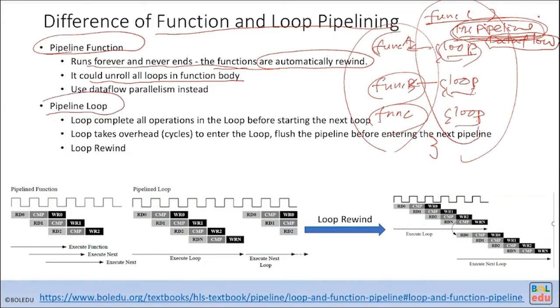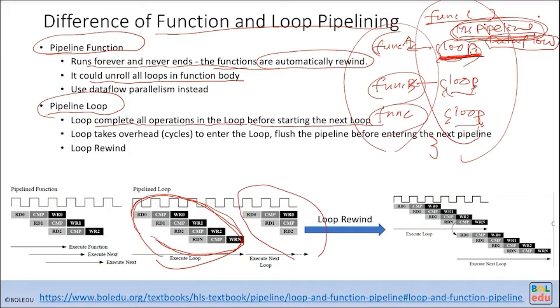Then if you pipeline a loop, there is an issue: the loop completes all operations before starting the next loop. For example, if you have multiple loops here and you pipeline this loop, the loop is pipelined, but the next loop start must wait for the previous loop to complete. So you will see there is a gap here, an idle.